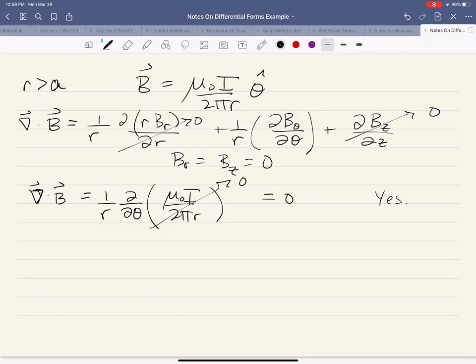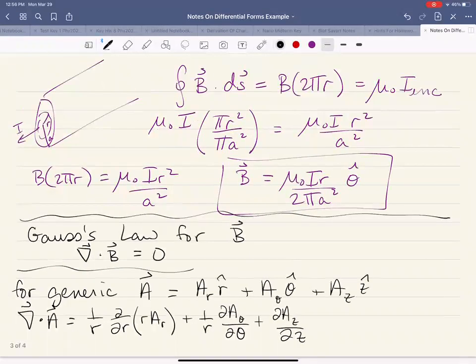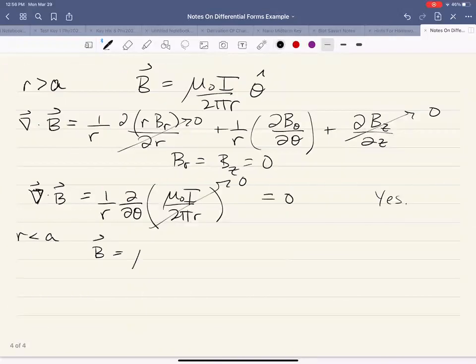Okay, for r less than a, we have B is equal to, remember here we had it, mu naught I r over 2 pi a squared theta hat.